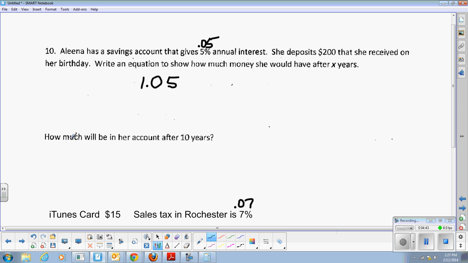And then down here, it will say how much will be in her account after 10 years. And you have to understand, where do I put that 10 once I've written my equation? So you need to write an equation. I've given you a hint that we actually want to multiply by 1.05 here to write the equation up here first, and then do the calculation down here. Give that problem a try. If you want, you can pause the video here, try that problem, and go from there.